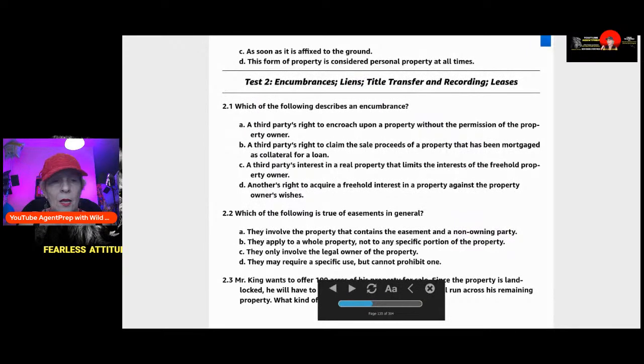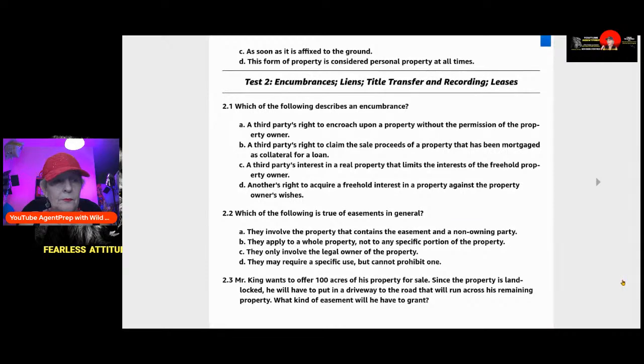Okay, so what best describes an encumbrance? All right, so far we have C. Anyone else?